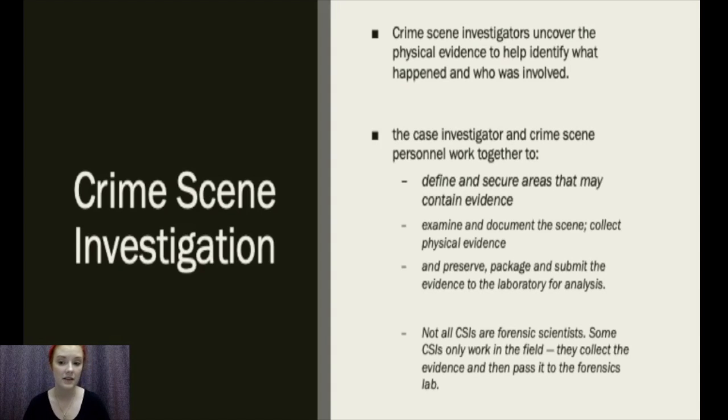Not all crime scene investigators are necessarily forensic scientists. Again, we have police officers on the scene, and some people are what's only called field agents, which means all they do is collect the evidence, but then they don't actually do anything with the evidence. Forensic scientists are going to take the evidence and actually test the evidence. That's what they're responsible for. But crime scene investigators, they might be forensic scientists, but not all of them are. Some of them are just in charge of taking pictures or just collecting samples and then delivering it to the forensics lab.